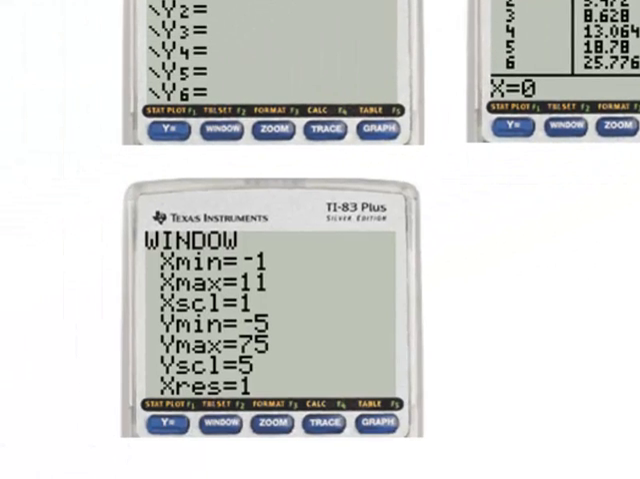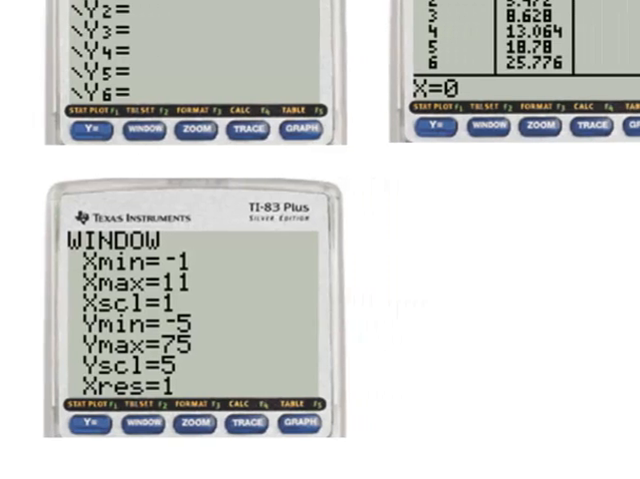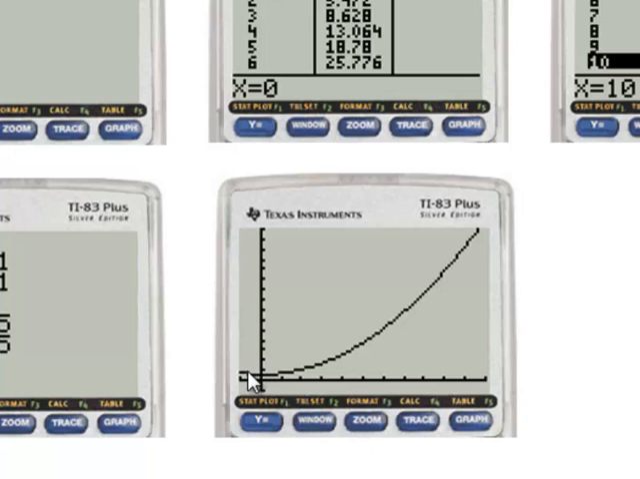To get a picture, we hit window. For the x min, we use -1, so we can see the y-axis. The x max, I'm going to use 11. For the y min, I'm going to use -5, so I can see the x-axis. And for the y max, I'm going to use 75, because the largest value that I saw in the table was about 67. So this will be a little bit larger than the biggest y value. Here is the parabola, so we can see from 0 to 10, this is an increasing function.